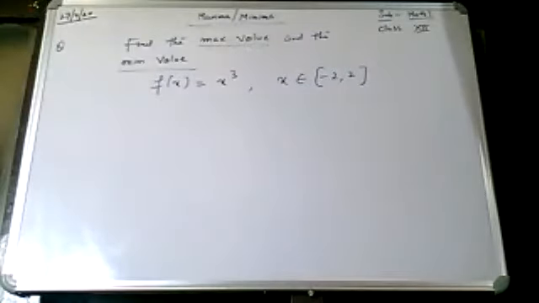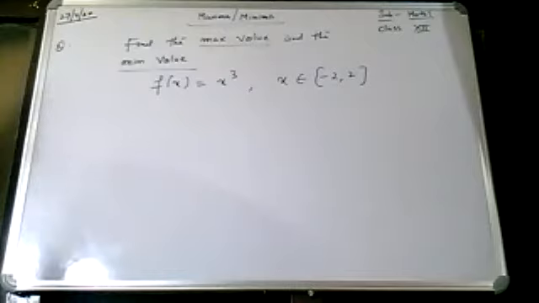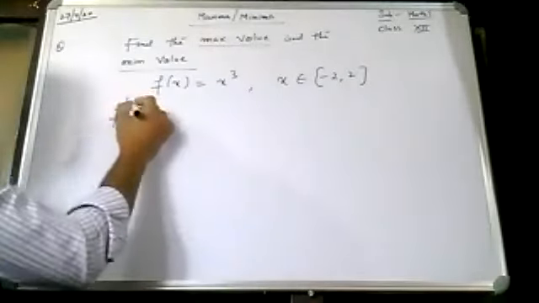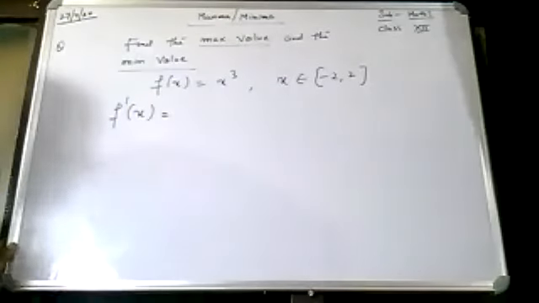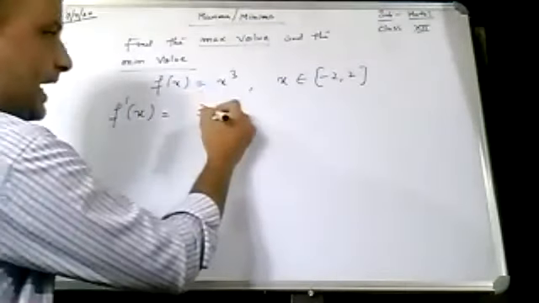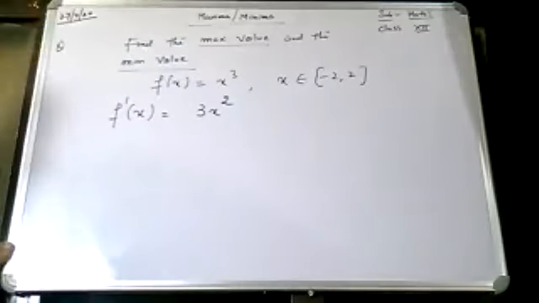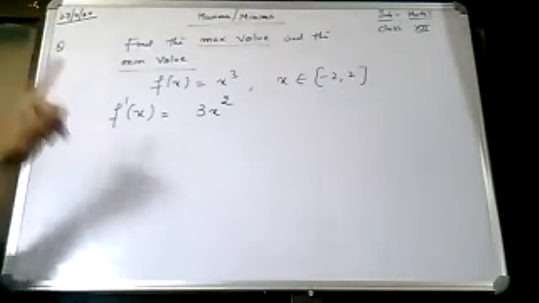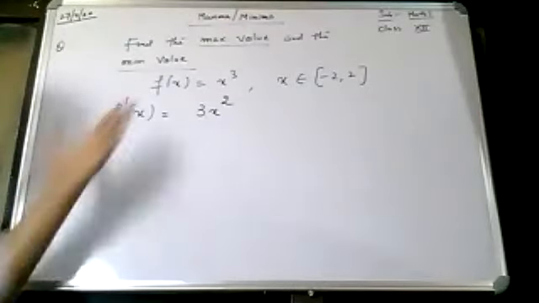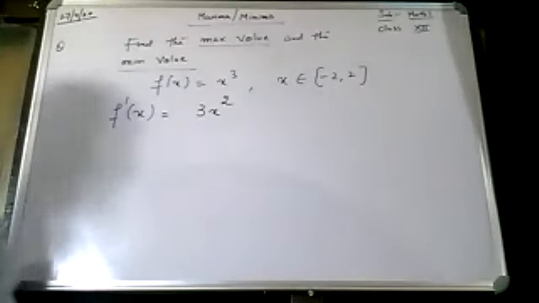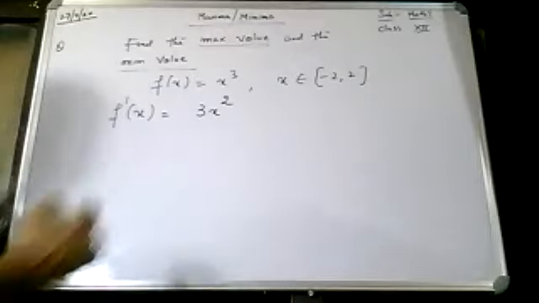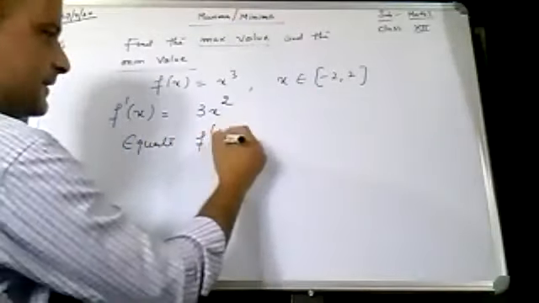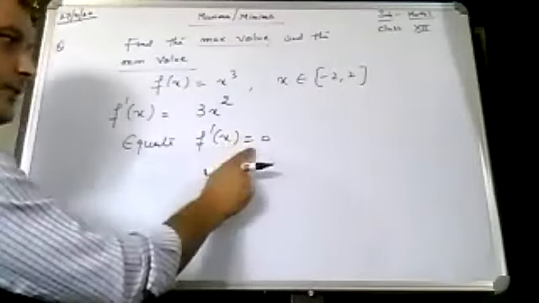So what are the working rules? First find f dash x, so differentiate with respect to x. F dash x is equal to 3x square. This is the first working rule: differentiate the curve. Then what was the second rule? Equate f dash x is equal to 0. From here you will calculate the point.